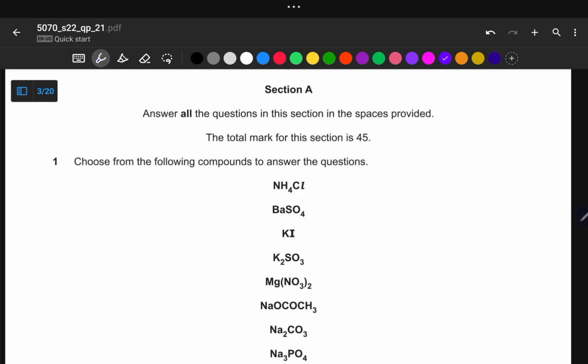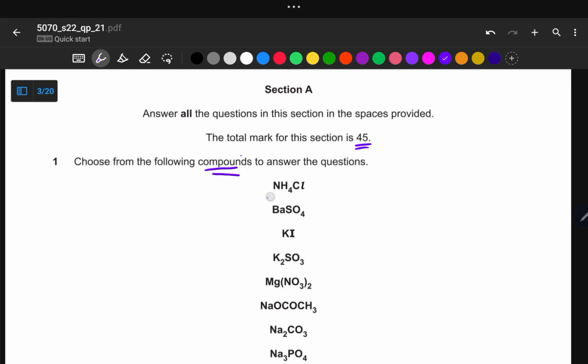For section A, we are starting with number 1, and the weight of section A is about 45 marks, right? The first question says, choose from the following compounds to answer the following questions. We have defined the term compound, the term element, and the term molecule in our topical series. I believe you have already visited our topical series before watching these videos. First you need to attend to our topical series so that you can have the understanding and gain something from these revision series, right?